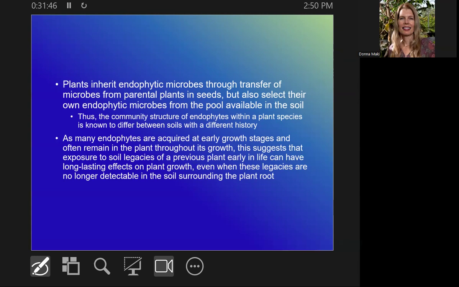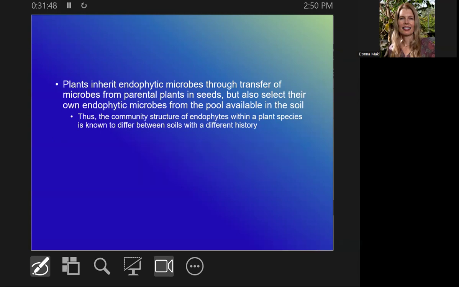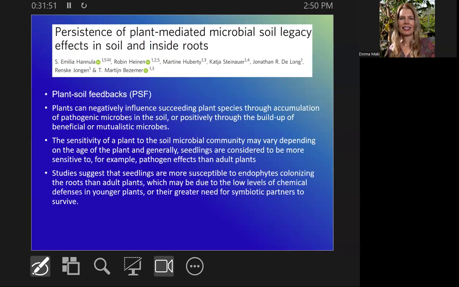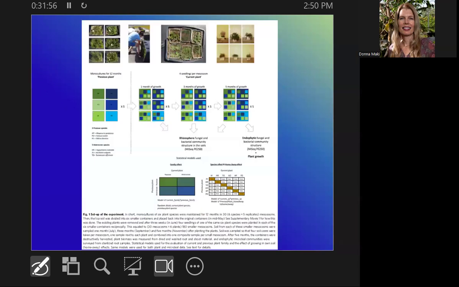I think this study was done, I can't remember where this was. Oh, in the Netherlands, I believe. So here is a mock-up of what they were doing. This is what they're doing in this paper.